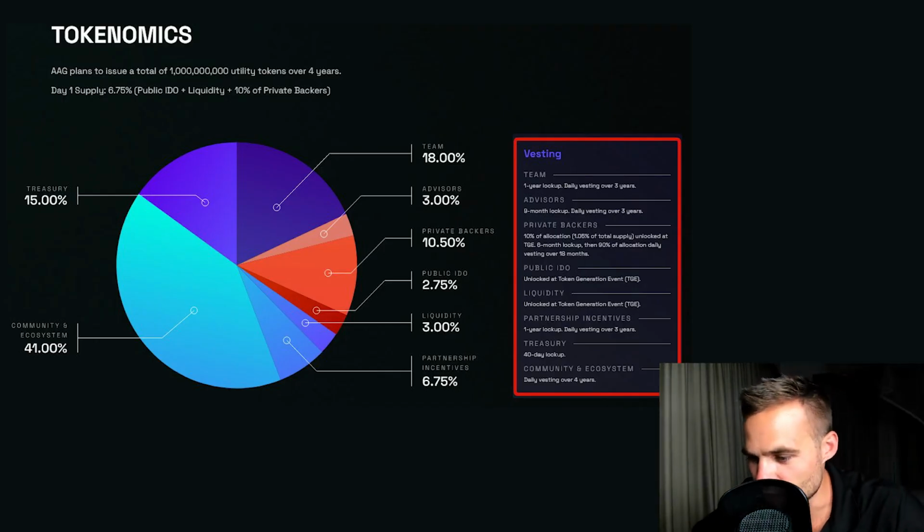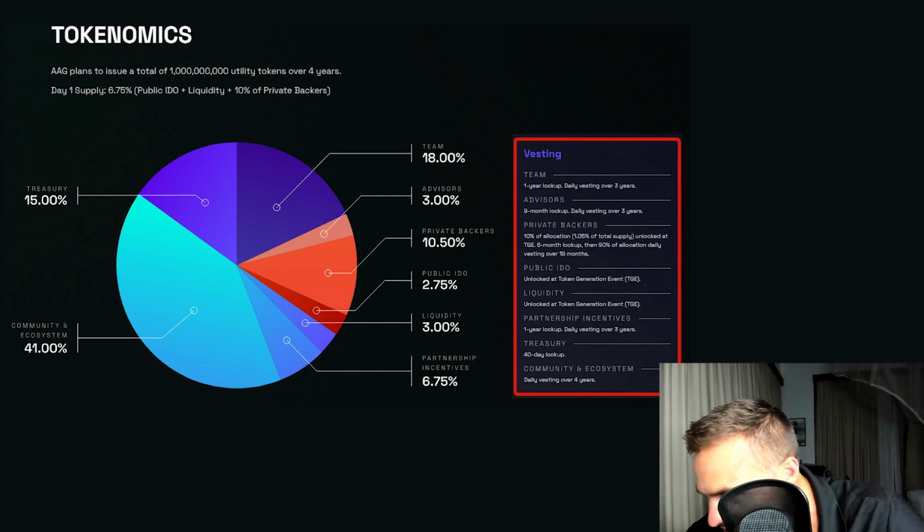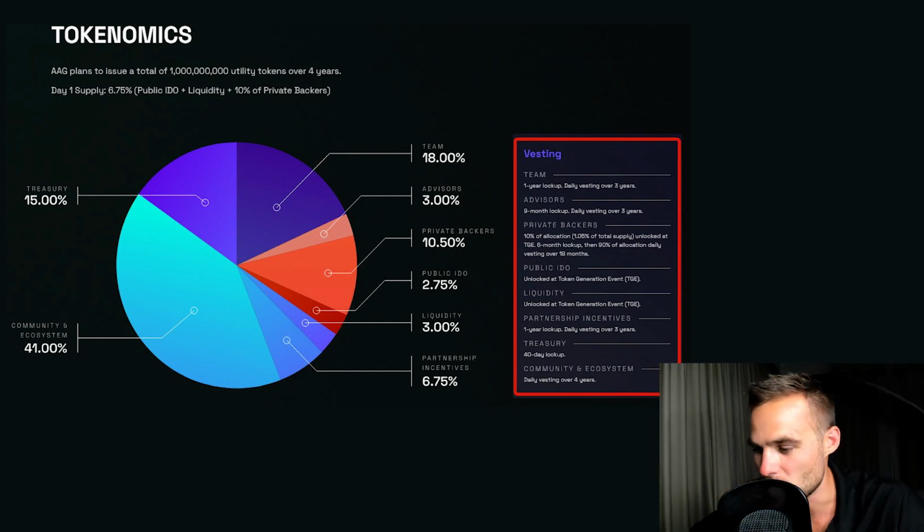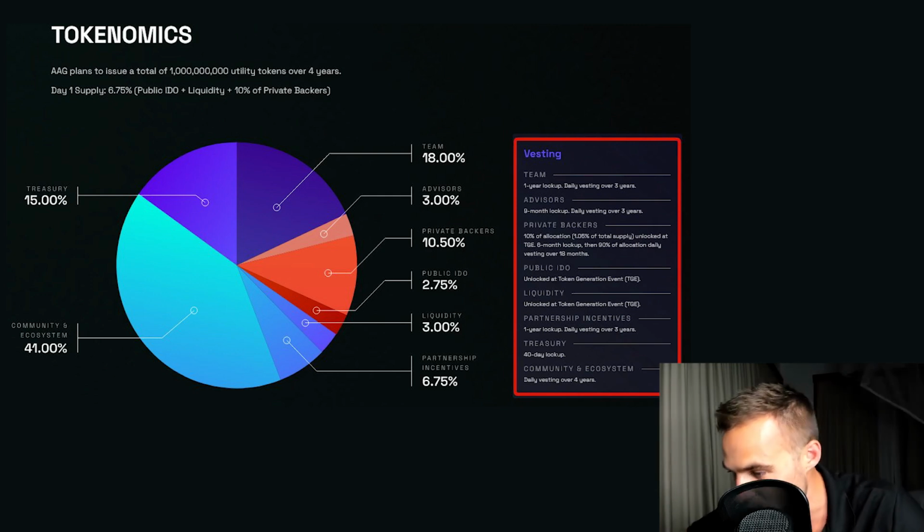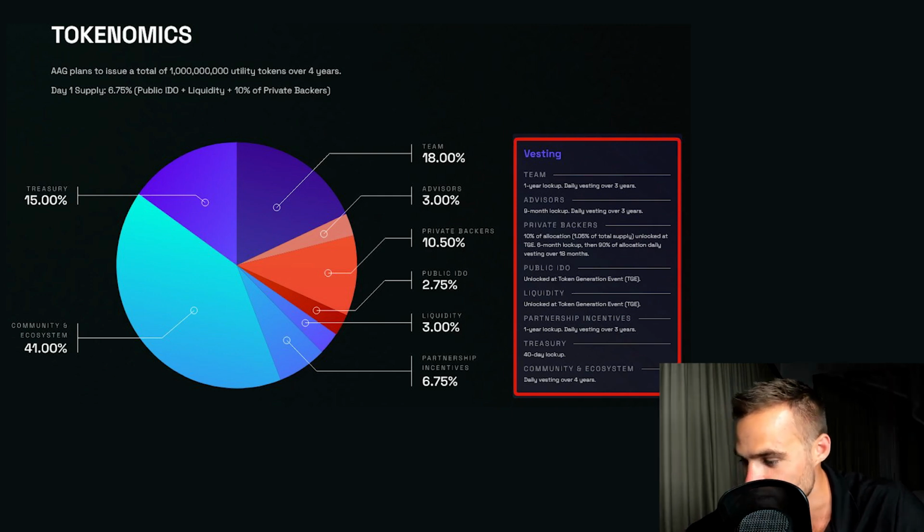So if we take a look at this, for example, this is a crypto called AAG. It has its vesting schedule right here, and generally you can see this in their white paper. You can see that the team has a 1-year lockup and then daily vesting over 3 years. So basically for 1 year, they're not able to claim any of their tokens, and then over 3 years their tokens are released, which I would say is pretty good. Now for the advisors, there's an 8-month lockup and daily vesting over 3 years. I would say this is also really good.